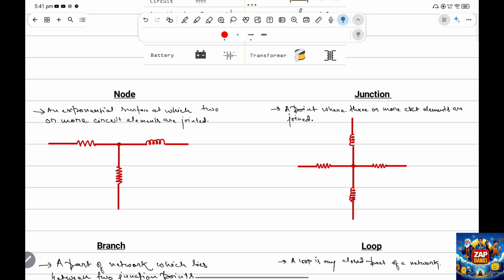And what is a junction then? A point where three or more circuit elements are joined. You see that in a node we are connecting a minimum of two or more. Like here we have three circuit elements joining, which we call a node. What happens when more than three join? Then this particular point becomes a junction.